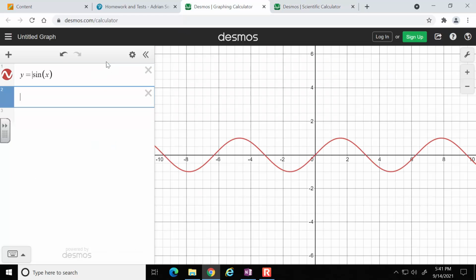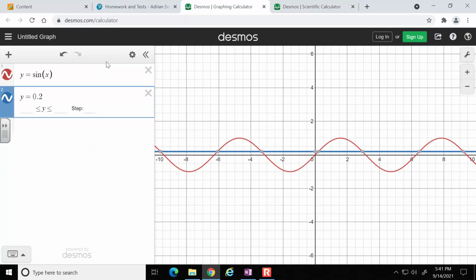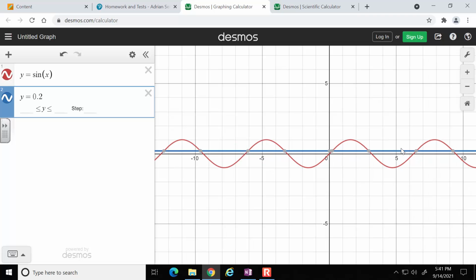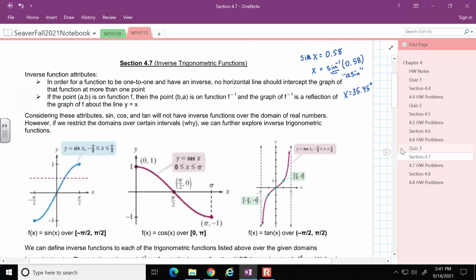I can plot all kinds of lines. Let's say I have y equals 0.2. All right? I am intersecting this graph here, here, here, all kinds of points, unlimited points really. So the sine function by itself, y equals sine of x with no constraints, is not one-to-one. I cannot find an inverse function of sine of x as is. So in order to get around that, what we're going to do is limit the domain of that function, and do the same thing for cosine, the same thing for tangent.